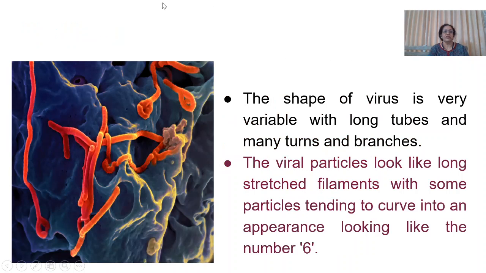In this picture, you can see the viruses which look like the number 6. The shape of this virus is variable. That is, some may show long tubular structures like this, while some may show branched structures like this. The viral particles look like long stretched filaments with some particles tending to curve. Here you can see a number of curves may be present in these virus particles, so they tend to curve into an appearance like the number 6.